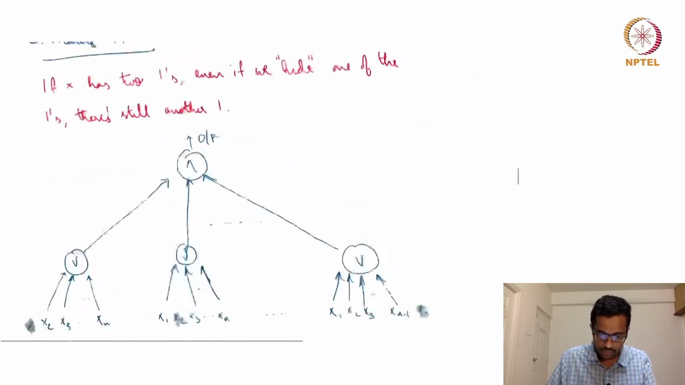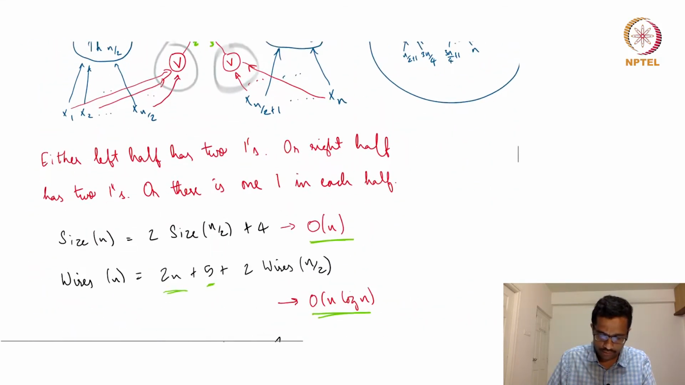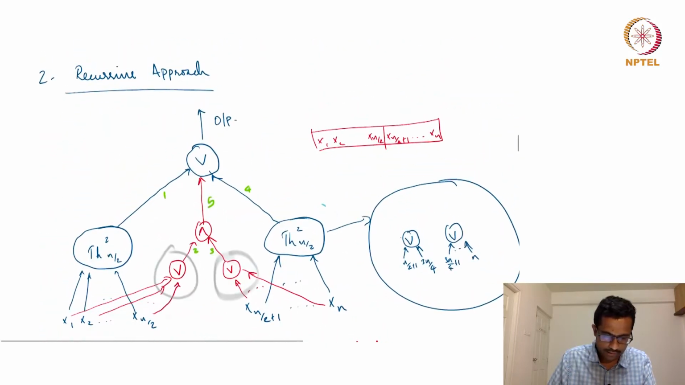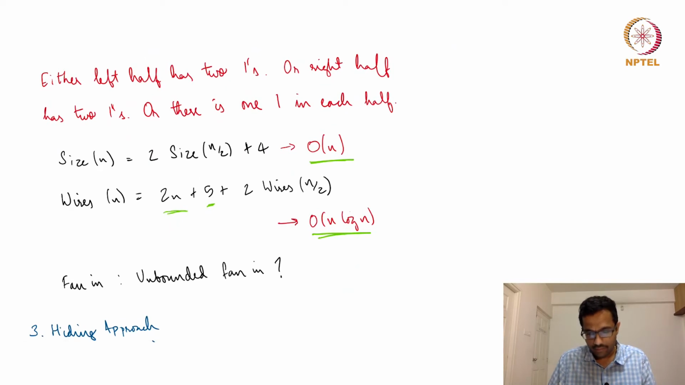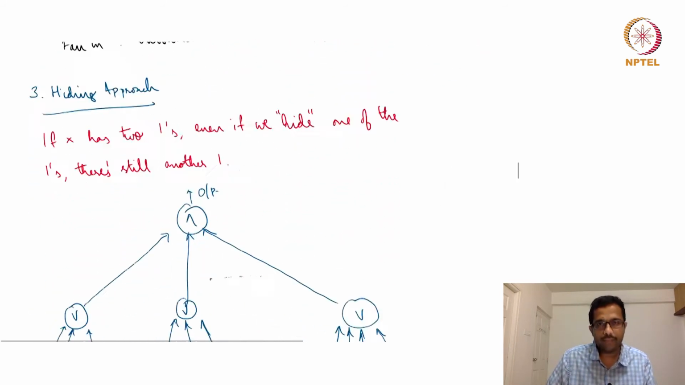So we saw many approaches already, and so far the recursive approach seems to be the best, right? Size is order n, wires is order n log n, and fan-in is unbounded on first appearance, but it seems like it can be made bounded.